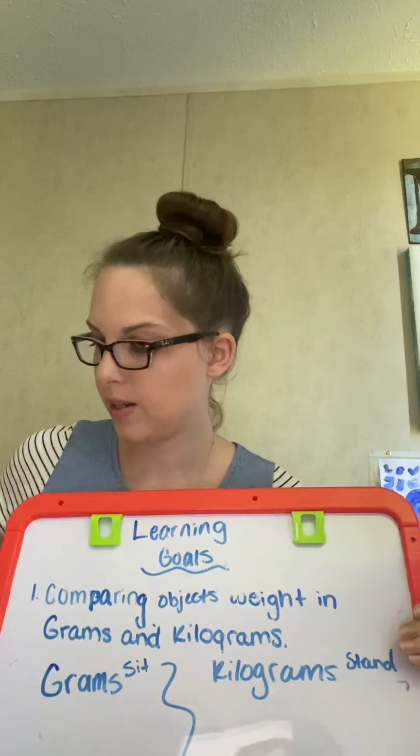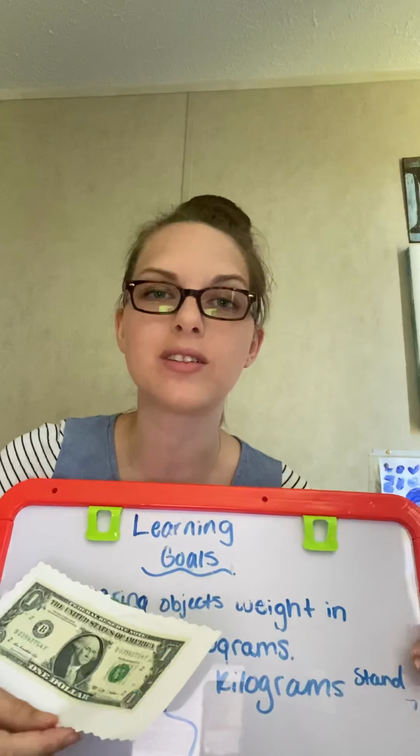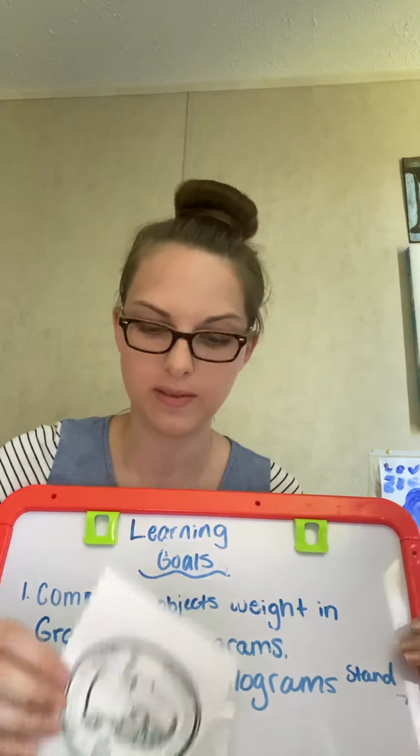So on our next one, we're going to either stand or we're going to sit. All right, so here's our item. I have a quarter. So if you think it should be weighed in grams, I want you to sit. If you think it should be weighed in kilograms, I want you to stand up.